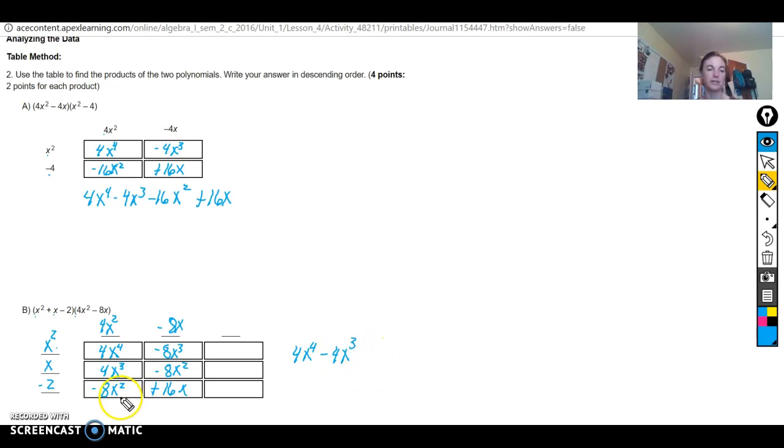Oh, I didn't do anything wrong. They're both negative 8x squared. I was thinking one of them was positive. So I have a negative 16x squared and a positive 16x. Look at that.